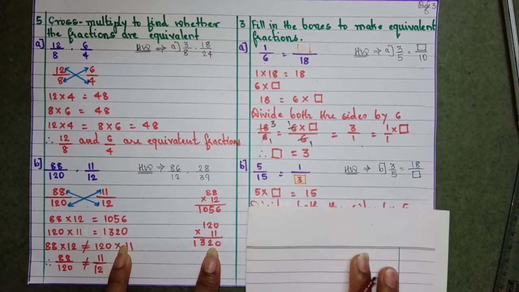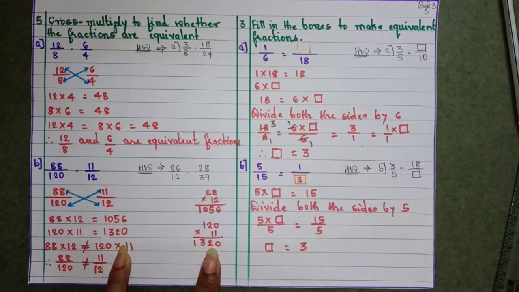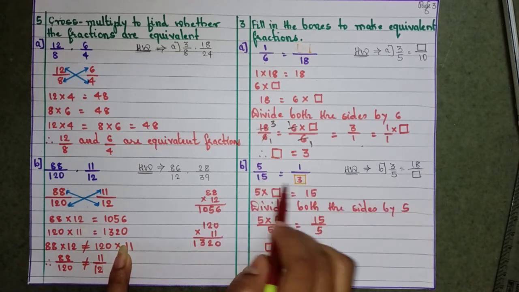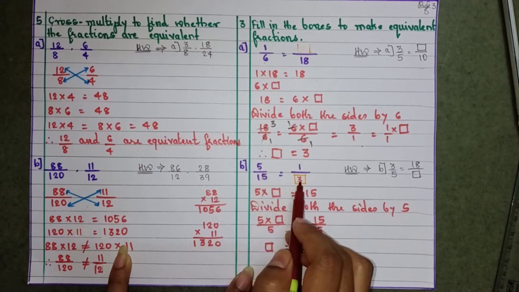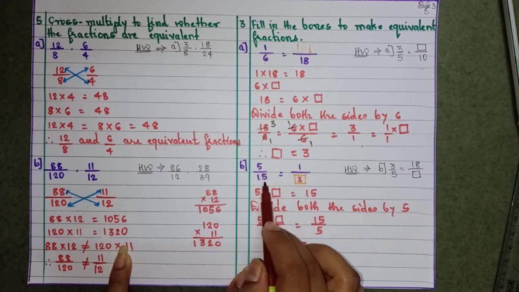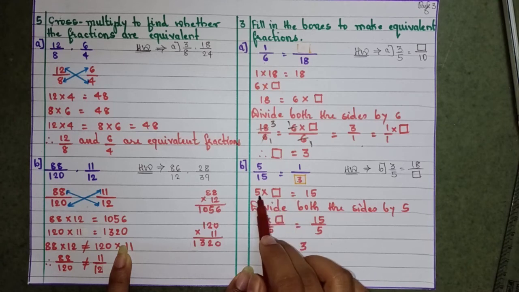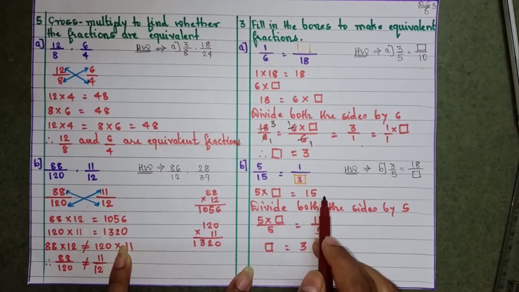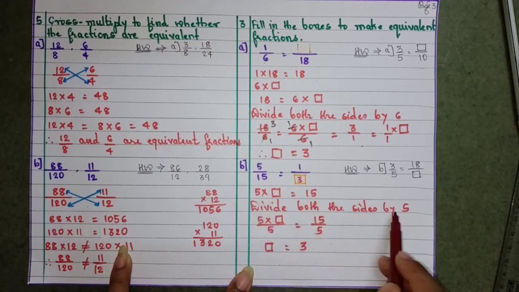Here the next example is already solved, so I'll explain it now. See, here was a missing term, so 5 into box equals 15. Now I want to remove the number which is with the box. To do that, I need to divide by that particular number on both sides. Therefore divide both sides by 5.